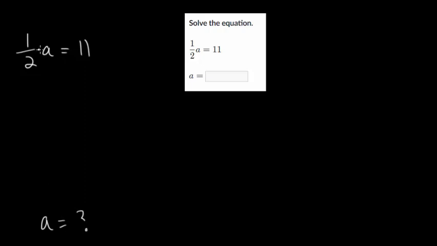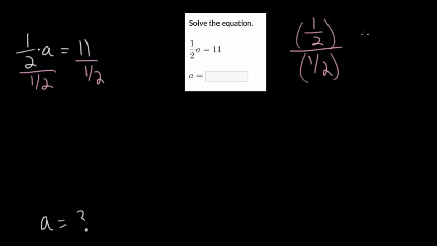And to cancel out multiplication, let's just use division. It's a little bit complicated because we have to divide by a fraction. But I'm going to divide both sides by 1/2 to cancel out that multiplication. This might look complicated, but it is true that 1/2 divided by 1/2, we're just taking something and dividing it by itself.